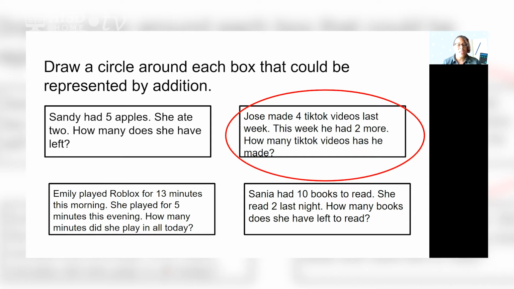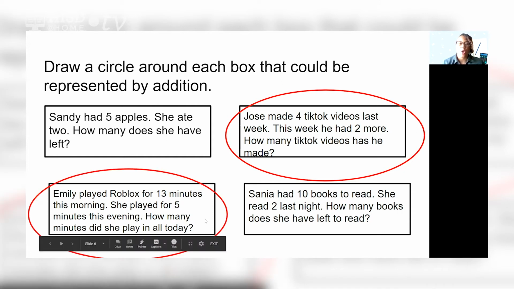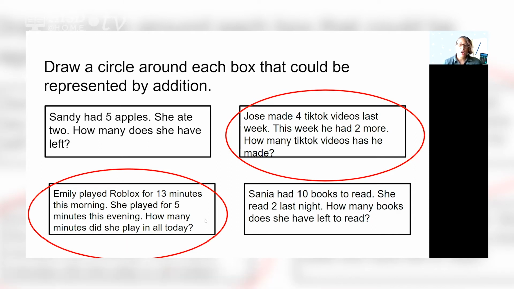I heard some say addition and some say subtraction. The correct answer is addition. If you said addition, pump yourself up twice. Whoop, whoop. Because if you combine 13 and 5, that means you're finding the sum or the total. So you would use the operation of addition.